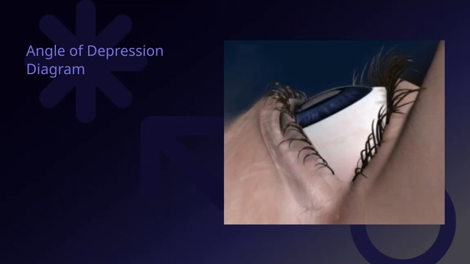Let's take a closer look at the angle of depression diagram. Here, you can see how the angle of depression is measured from the horizontal line downward to the line of sight toward an object. This angle is crucial because it helps us determine the position of an object relative to a point of observation. Notice that the observer's eye level creates the horizontal baseline, and the line of sight extends from the observer to the object. The angle between these two lines is what we call the angle of depression.